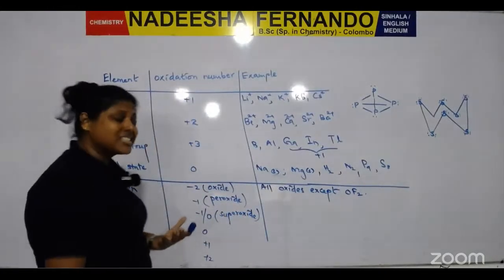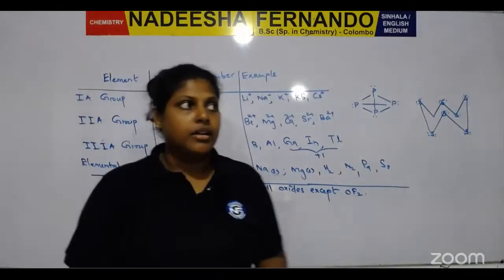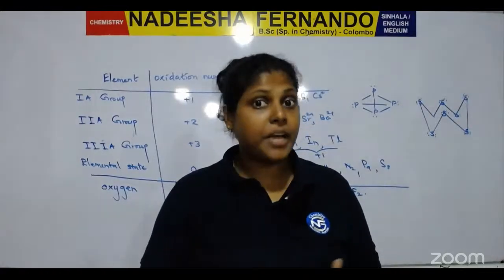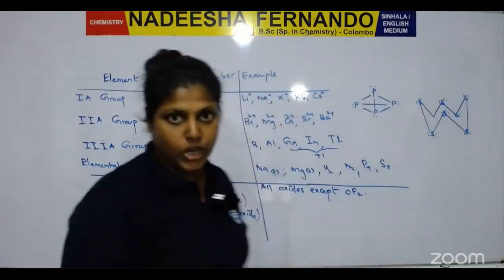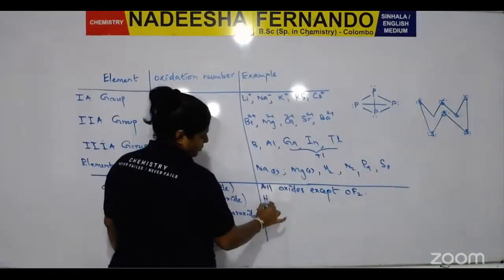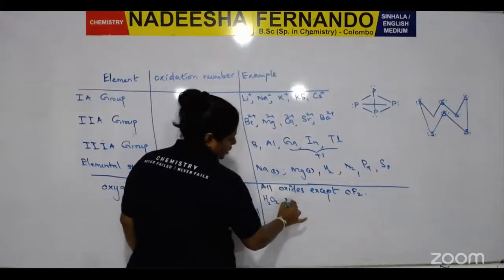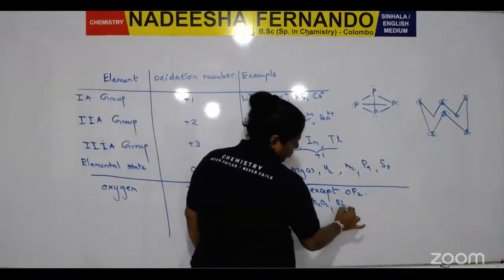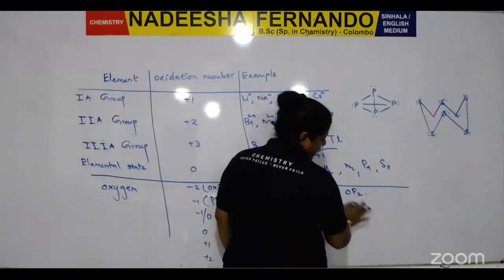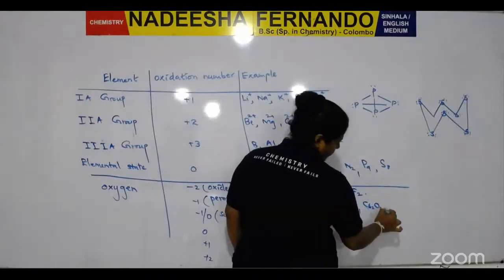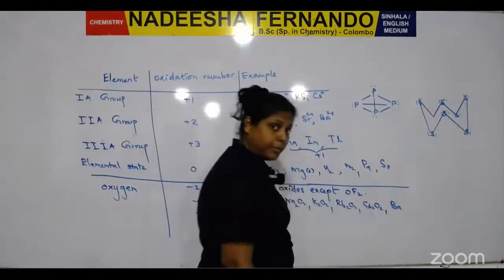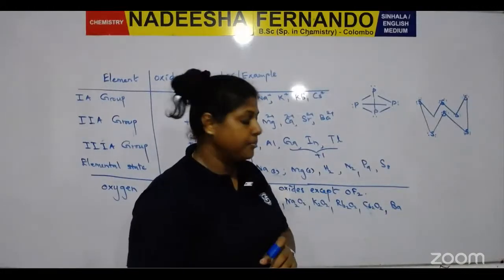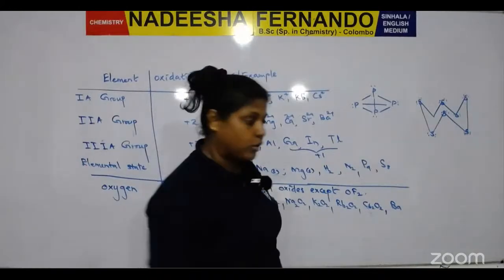Peroxides are formed by first group elements, hydrogen, and except lithium all the others form peroxides: hydrogen peroxide, sodium peroxide, potassium peroxide, rubidium peroxide, cesium peroxide. In addition to that, from the second group elements, only barium, the last element before radium, also forms peroxide.